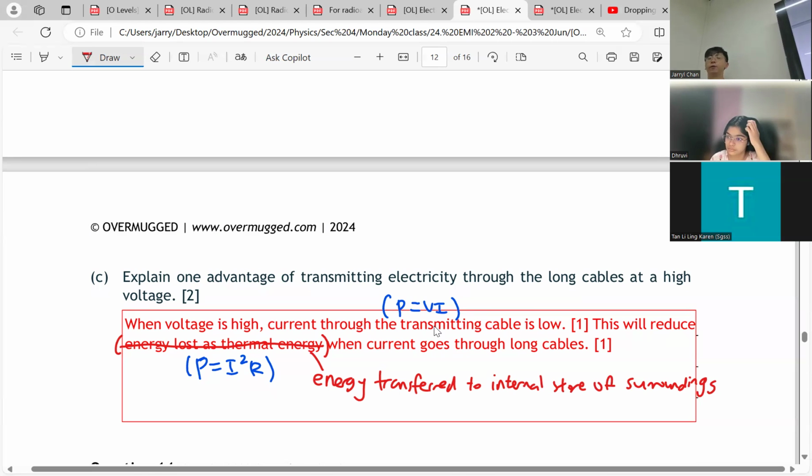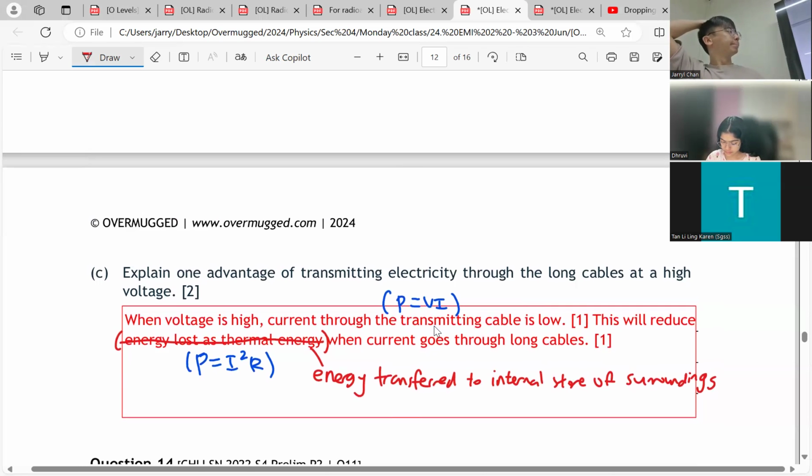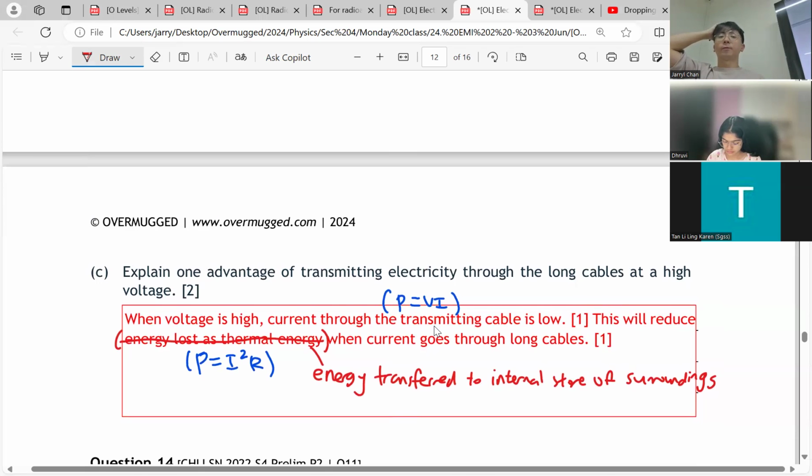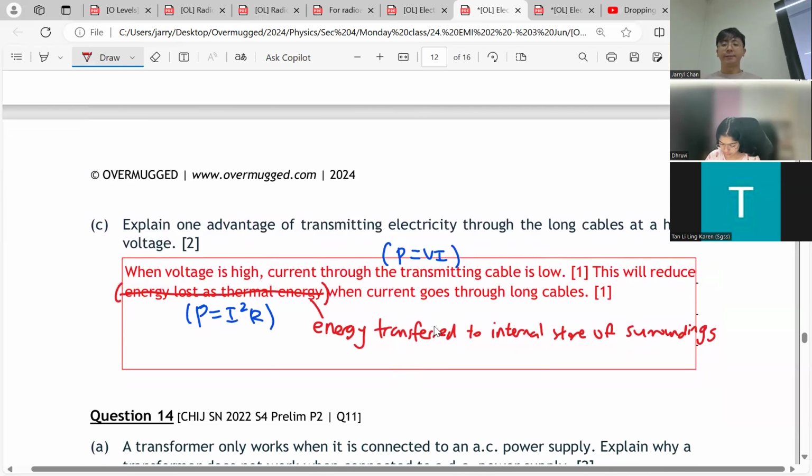And the blue color one is for reference. Throw it into the answer if you want to. Personally, I throw it in. So P equals VI, make it very clear. P equals I squared R, after that power loss, make it very clear. That's question 13.